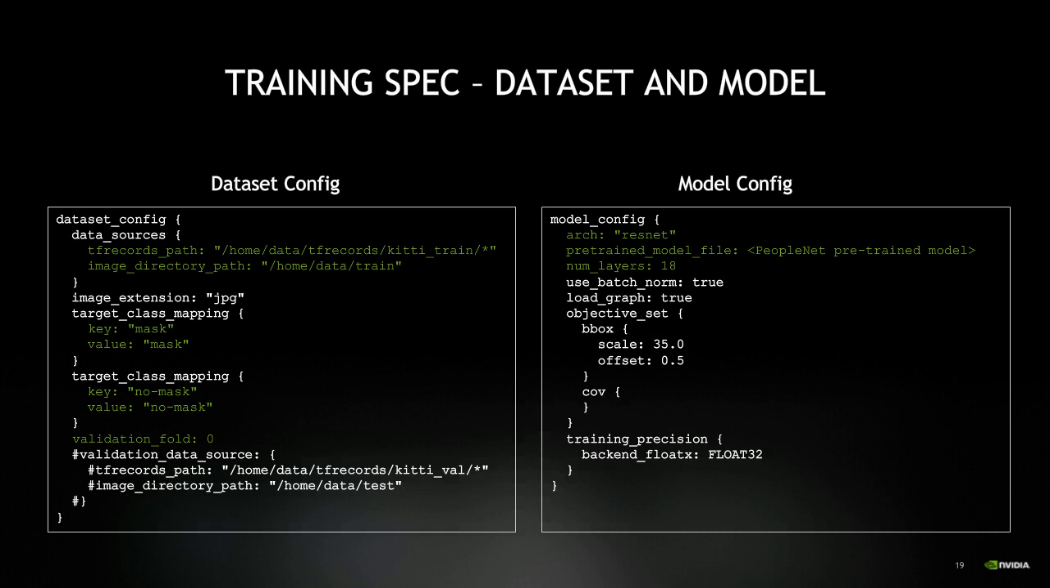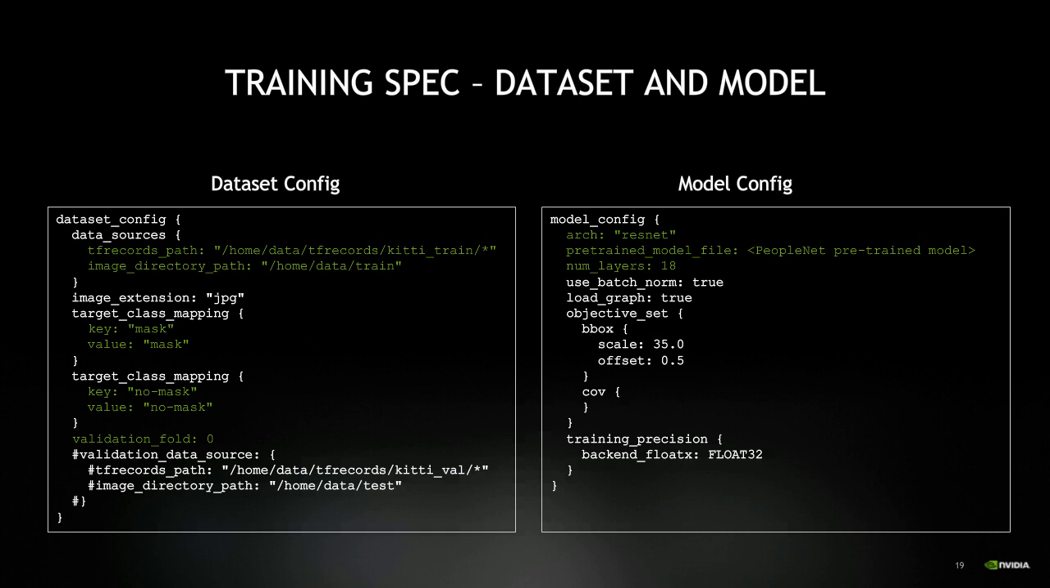For validation data, you can use the validation fold option if you're using a random split between training and validation. Or if you have a different validation dataset, then you can uncomment the validation data source option. For model config, the arch parameter configures the model architecture. The options are ResNet, MobileNet, VGG, DarkNet, etc. For a full list of backbones that are supported, refer to the TLT product page or TLT documentation.